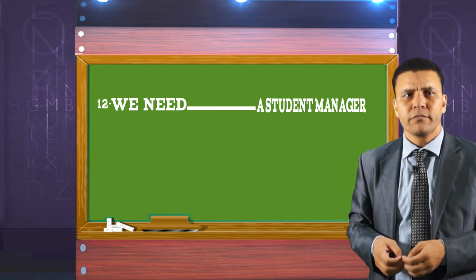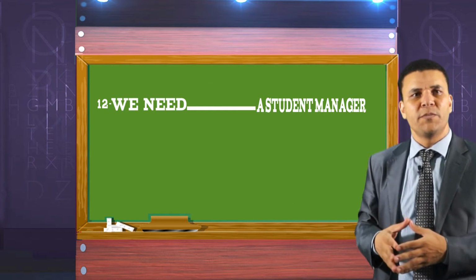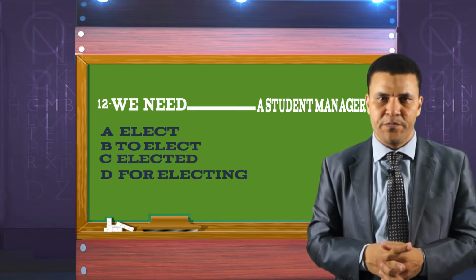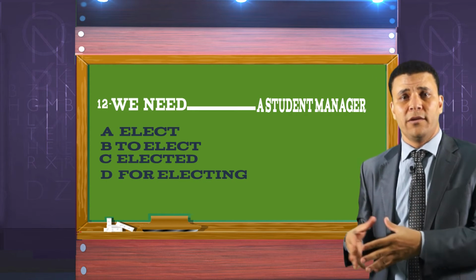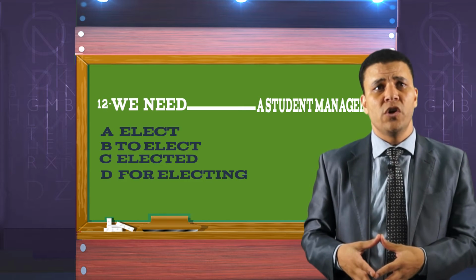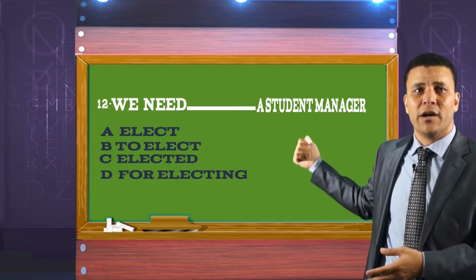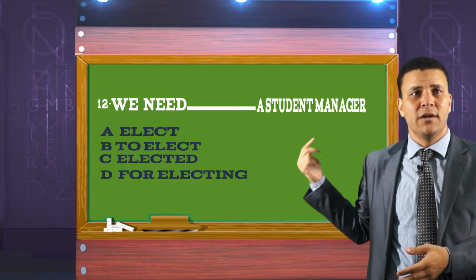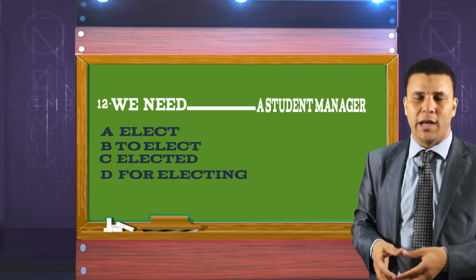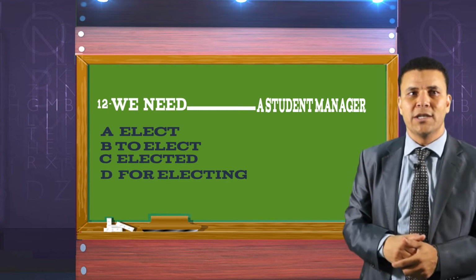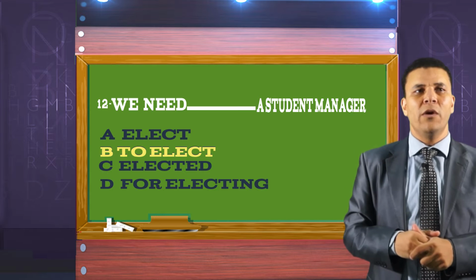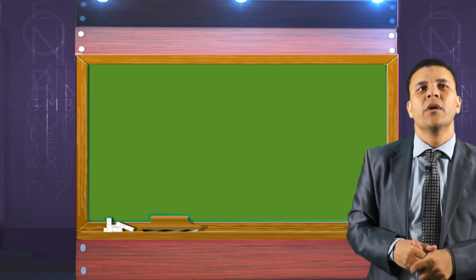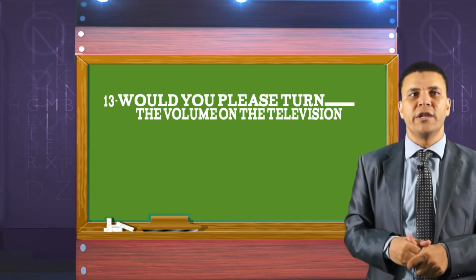Number 12, we need space a student manager. Need is followed actually by to and the infinitive. So the structures here are elect, to elect, elected, for electing. The correct answer here is B, to elect. Great. Now let's proceed to numbers 13, 14, 15, and 16.